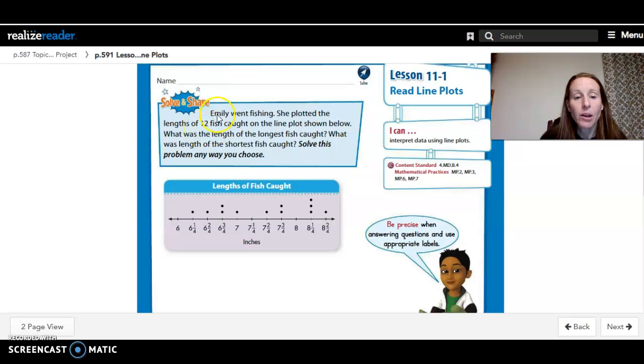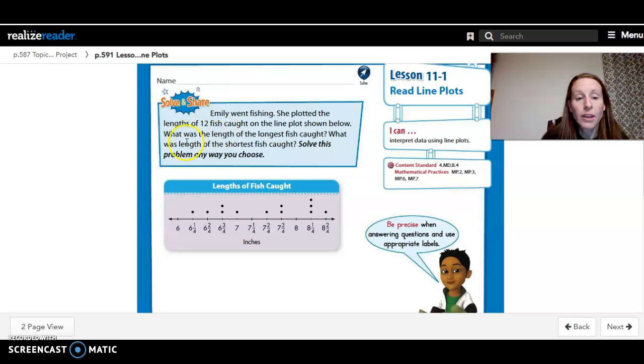So right away, I'm thinking, ooh, 12 fish caught. How many dots should I have on my line plot then? You got it, you should have 12. If there were 12 fish caught, that means there are 12 pieces of data that I need to plot on my line plot. And it's very important to remember that a little later on down the line when you have to create your own line plots. You want to make sure you represent every piece of data.